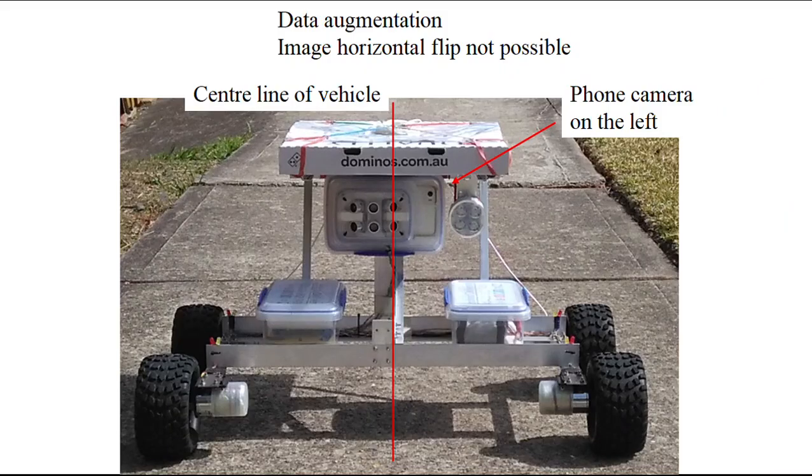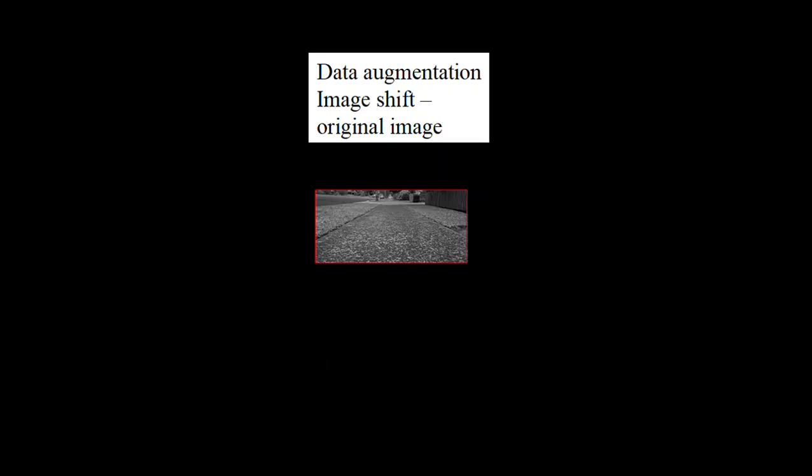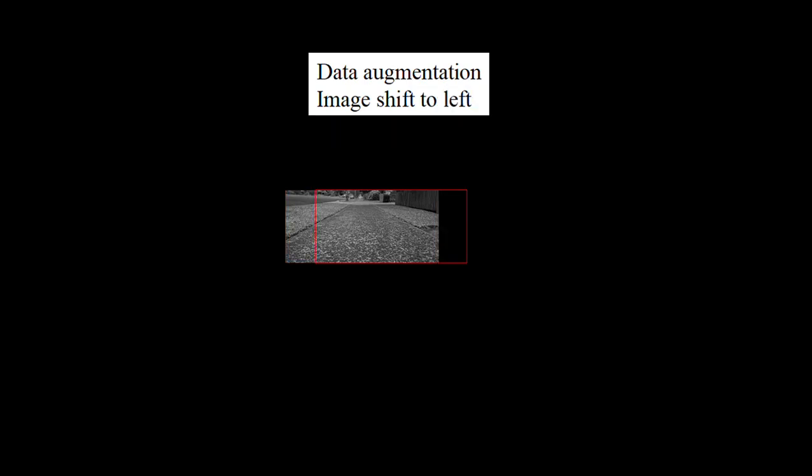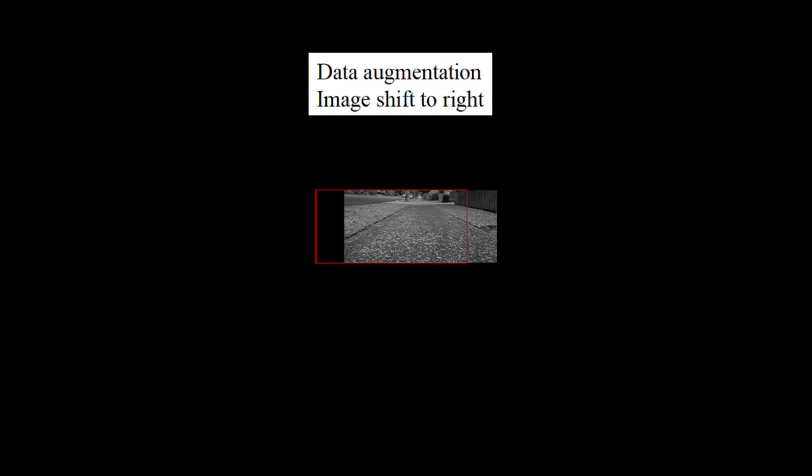And for data augmentation, a popular approach is the horizontal flip, but this is not possible in Jeribot's case because the mounting point of the camera is to the left of the center line, so I cannot flip. But there are other ways we can do image shift. This is the original image. We can shift the image a little bit to the left or a little bit to the right, and we can adjust the steering angle accordingly. So that way we basically increase our data size by a few folds.